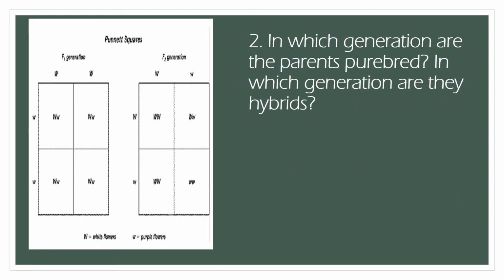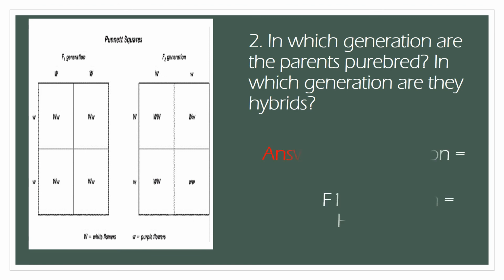Our number 2 question: in which generation are the parents purebred, and in which generation are they hybrids? As you can see, we still have here the diagram of the Punnett squares. If you observe, we have two generations for each Punnett square, the F1 generation and the F2 generation. Now let us distinguish which generation is purebred and which one is hybrid.